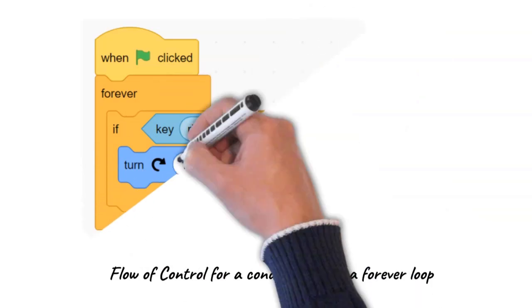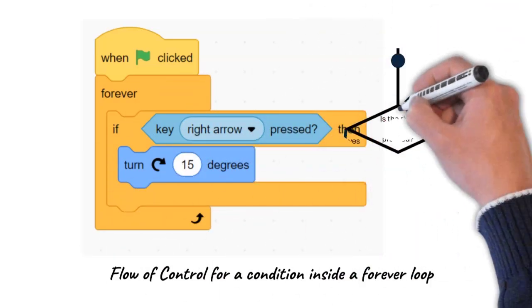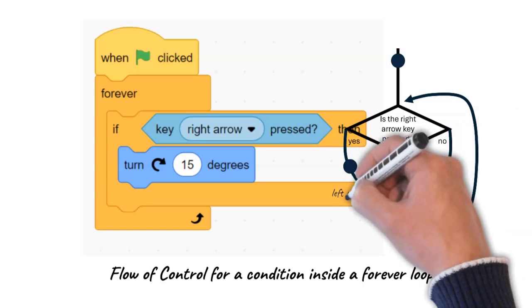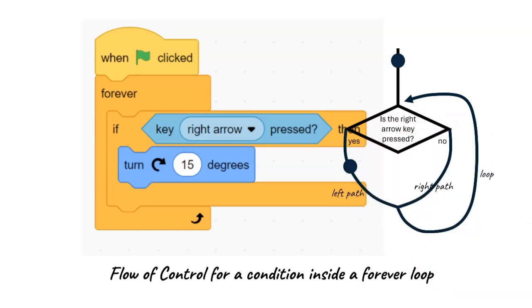Now let's look at the flow of control for a condition that is inside a loop, in this case a forever loop. So we've got our black dot at the top, which is our green flag in this case, and then it goes down that first line and goes inside the forever loop, and it goes and checks the condition. So if the right arrow key is pressed, then if it is being pressed, it's going to go down that left-hand path, that yes path, and it's going to trigger that second black dot, which is the turn right 15 degrees.